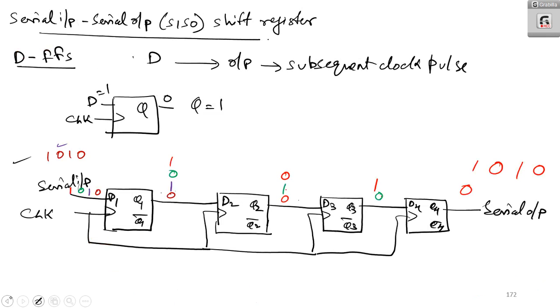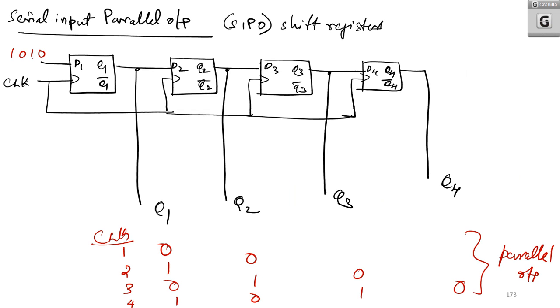Whereas here, to get the entire output you need to wait for 8 clockwise. Because we are having 4 flip-flops, you need to wait for 8 clockwise to get the proper serial output. So here the specialty is that serial input, serial output shift register is providing a time delay. Whereas in serial input, parallel output shift register, there is also a time delay, but that time delay is reduced to 4 clock pulses.